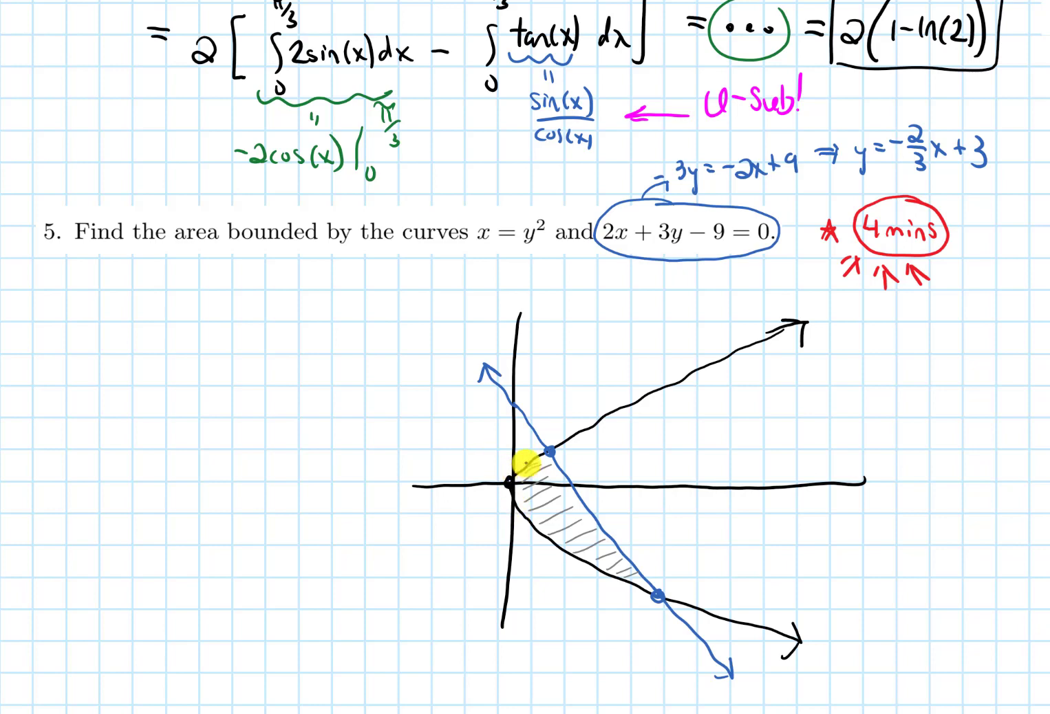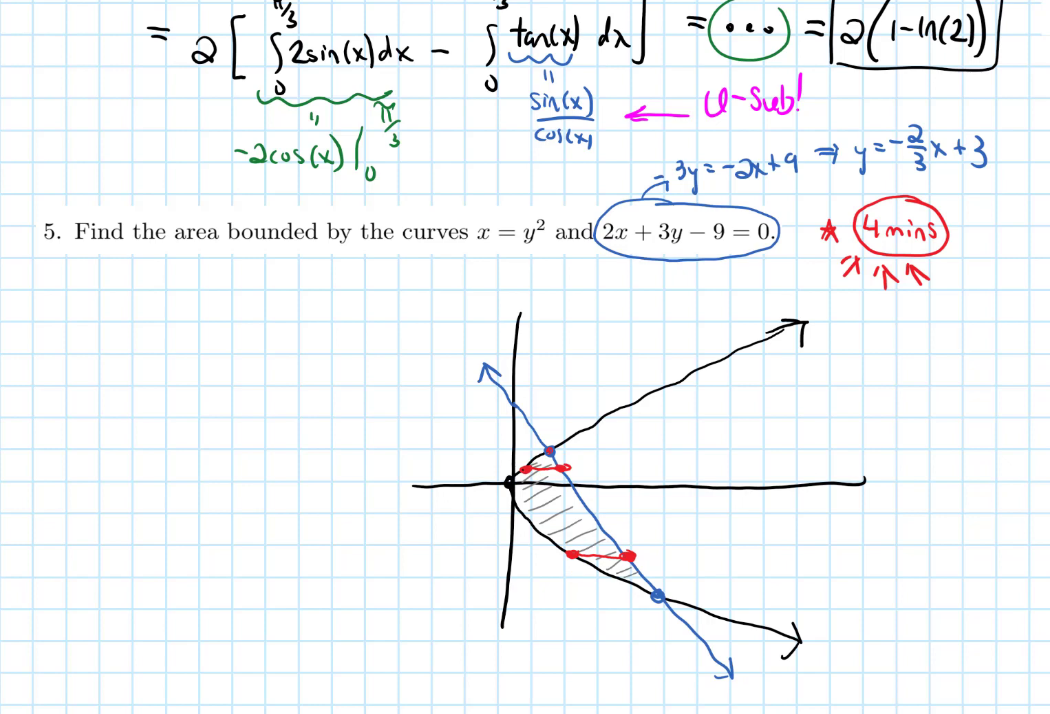Well, for this region, if I were to do a dx integral, and I think about a top function minus a bottom function, the top function would switch at this intersection point, because to the left of it, the top function would be this parabola, but to the right of it, the top function would be the line. Whereas if I did it as a dy integral, and I thought about the right function and the left function, if I do any horizontal line here, whether I do it down there or somewhere higher, the right function is always on this line, and the left function is always on the parabola. So that's going to be more efficient.